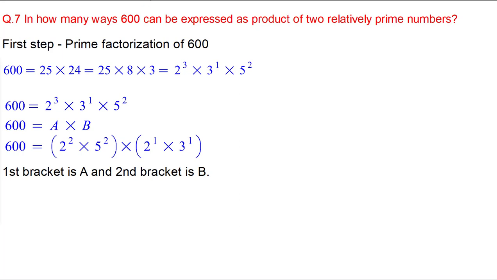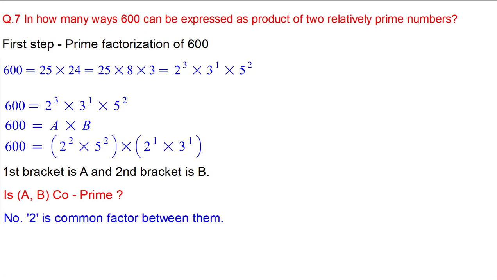Now tell me, are a and b a coprime pair? No, this is not a coprime pair, because 2 is a common factor between them. So this is an invalid pair. These two numbers are supposed to be coprime, but over here 2 is a common factor between them.